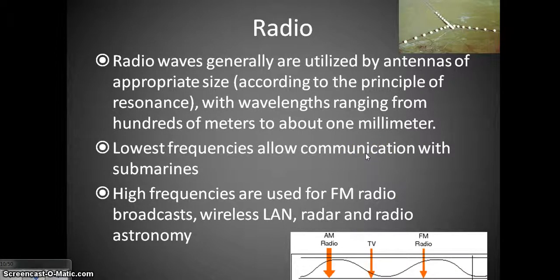Radio waves are utilized by antennas of the appropriate size. We talked about radio waves can be as large as a football field. This is, by the way, an array of satellites out in New Mexico called the VLA, the Very Large Array. And they all work together to try to capture radio waves. But because radio waves are so big, they don't want to build one satellite, so they build several.